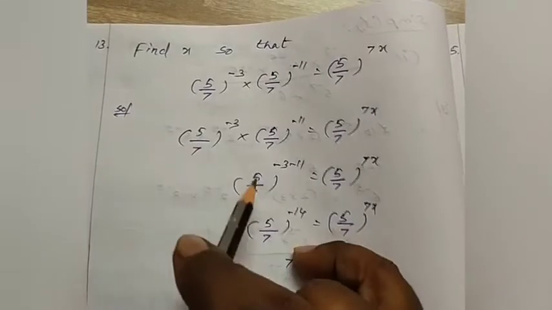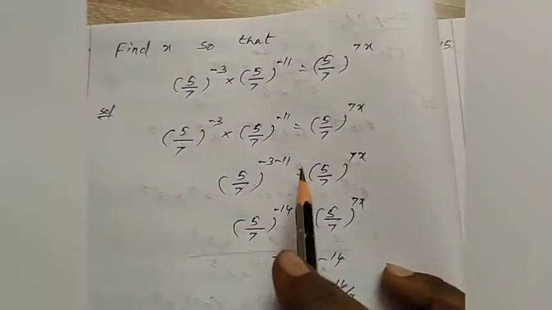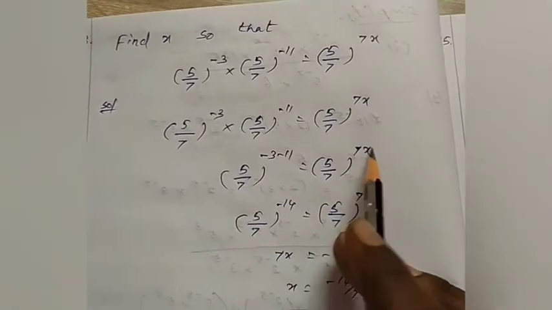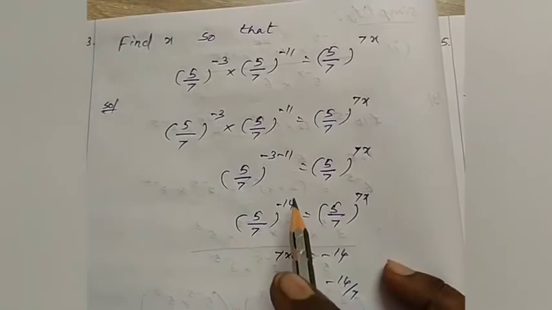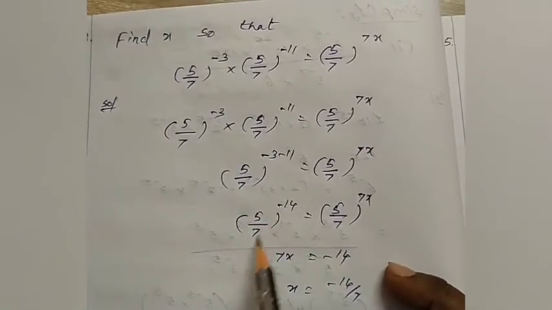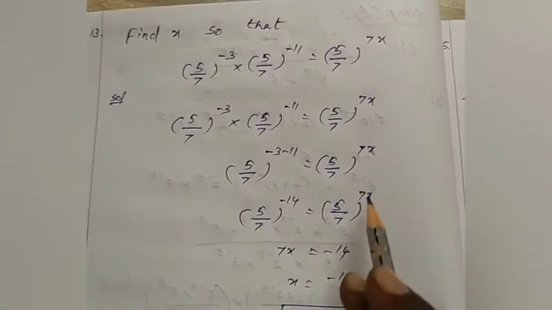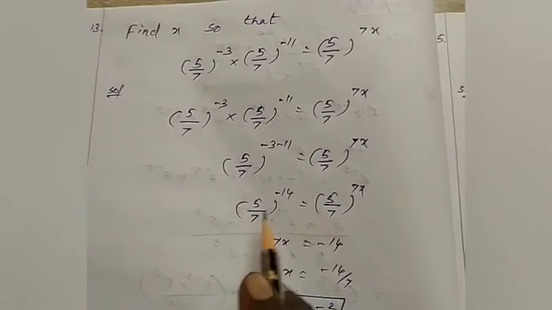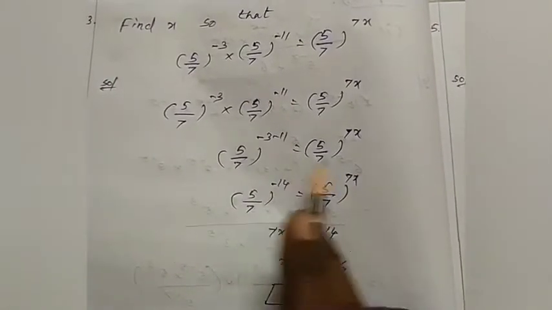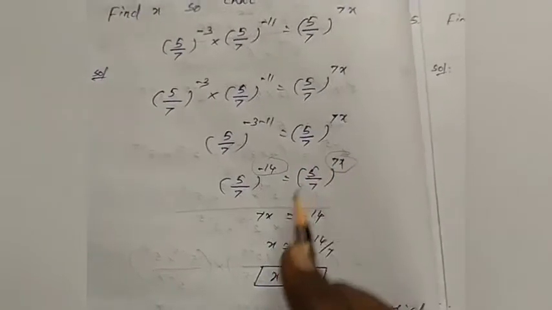So (5/7)^(-3-11) is equal to (5/7)^(7x). So -3 minus 11 is equal to -14. So (5/7)^(-14) is equal to (5/7)^(7x). Here the bases are the same, so equating the powers, -14 is equal to 7x.